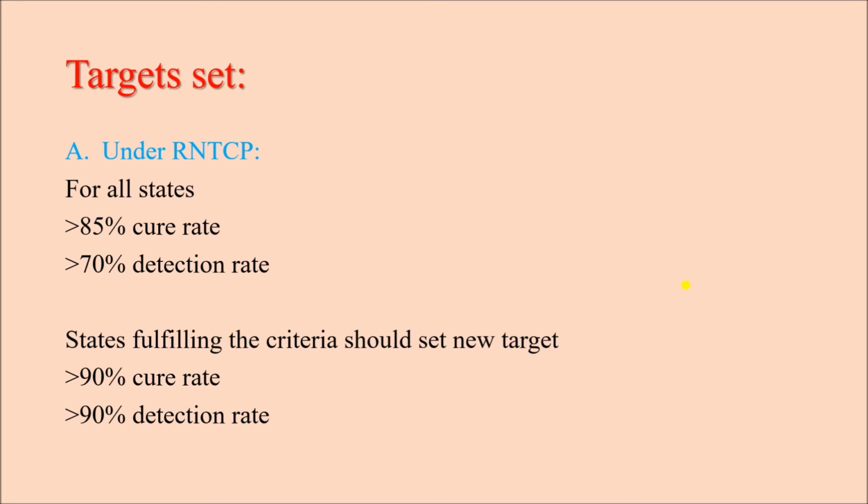So in the next exam, if I somehow get 80% mark, then I can only try to achieve even higher marks in the next exam. So next time I can set a target of 90% mark. That means whenever I fulfill a target, I can set the next target at a higher level. Similarly, when some of the states or all the states fulfill this target and achieve 70% detection rate and 85% cure rate, they can also set a new target of at least 90% detection rate and at least 90% cure rate.